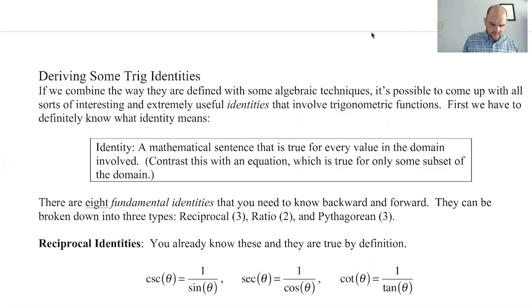So an identity is really just going to be a mathematical sentence. It's going to be true for every value in the domain. And you want to contrast that with an equation. An equation is only going to be true at certain values. There might be an infinite number of them, but there's only certain values.